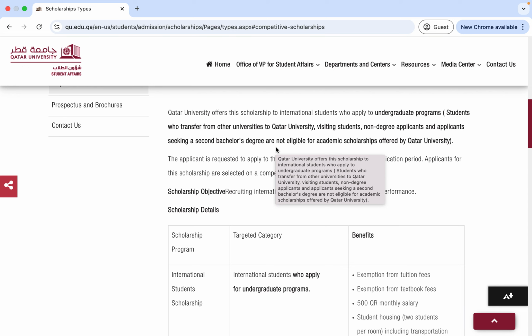So it simply means that if you have a bachelor's degree somewhere in another country, you do not qualify. If you are transferring from one university to Qatar University, you are not qualified. If you are a visiting student, you are not qualified. And if you are running some diploma program or some non-degree certification, you do not qualify. So those who are qualified are those who have never studied at the university before, and they are coming for undergraduate studies at this university.